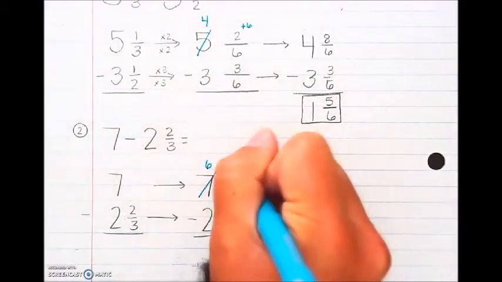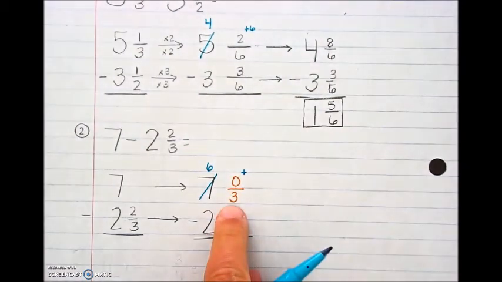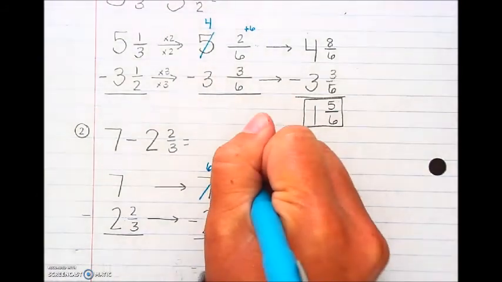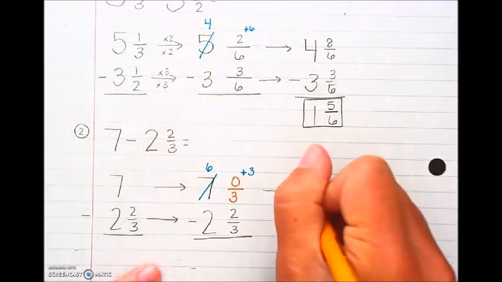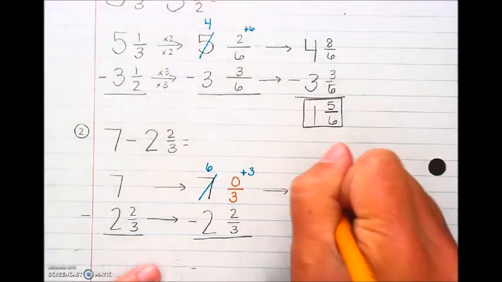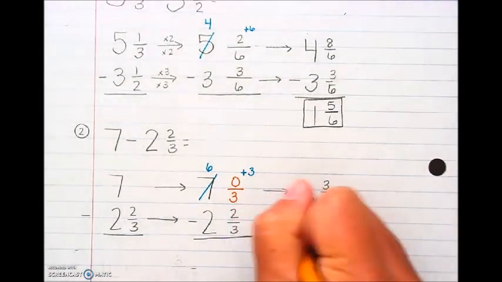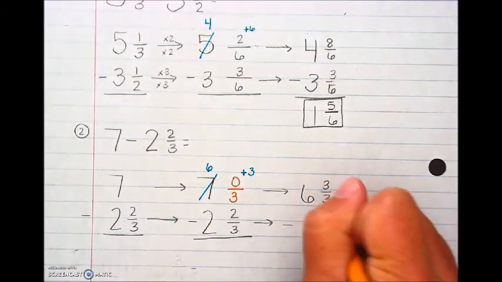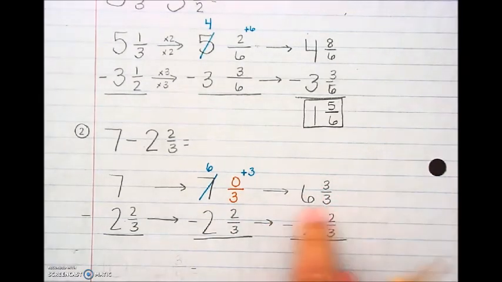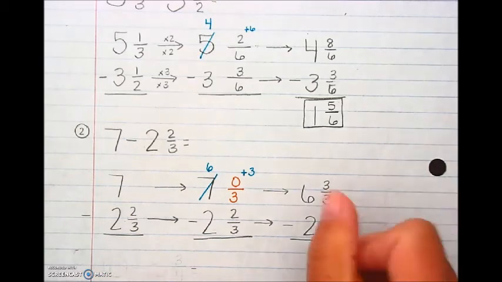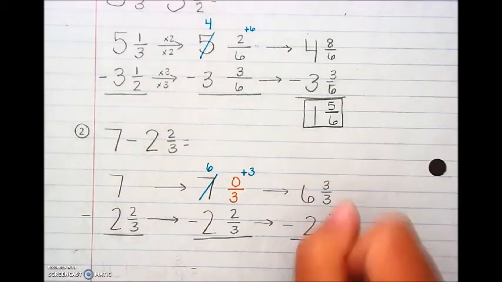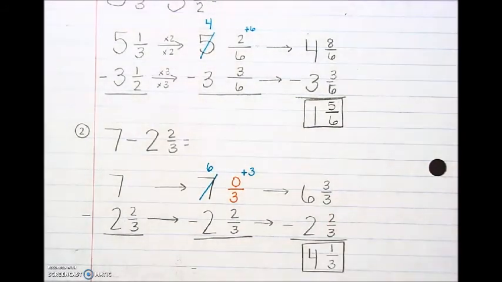So the 7 becomes a 6, and now I'm going to add 3 pieces because in this particular fraction, it takes 3 pieces to make up one whole. So this is like saying 6 and 3/3 minus 2 and 2/3. And if you think about it, 6 and 3/3 is like saying 6 and 1 extra, which is the original number 7 that we had. So now 3/3 minus 2/3 is 1/3, and 6 minus 2 is 4. So my final difference is 4 and 1/3.